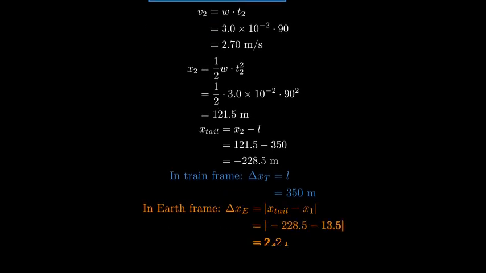Second, in the earth frame. Here we need the difference between the position of event 1 and event 2. That's the absolute value of negative 228.5 minus 13.5, which equals 242 meters.